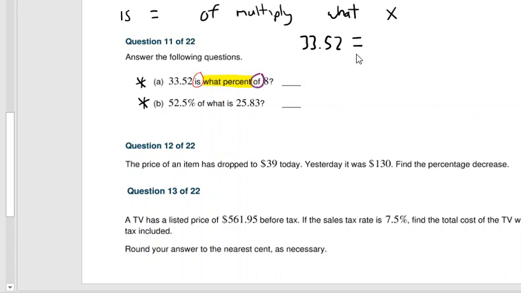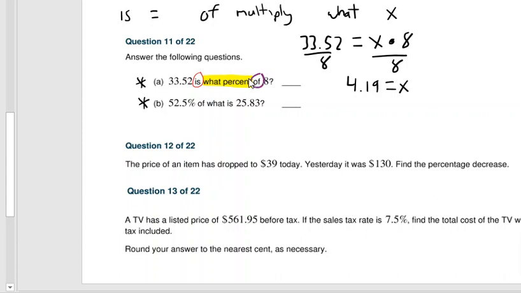33.52 is what percent of 8? Okay, so this is the equation that we now solve. If we want to get this variable x alone, we have to get rid of the multiplication of 8. So we're going to divide by 8 on both sides. Okay, and that gives us 4.19.